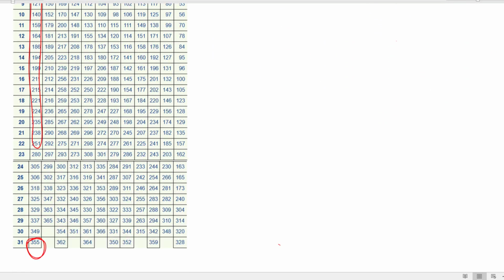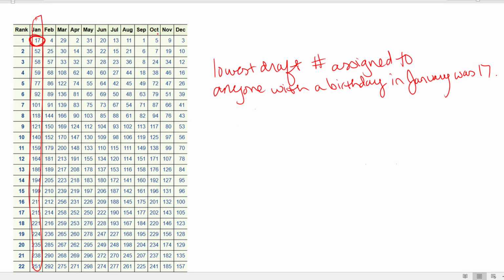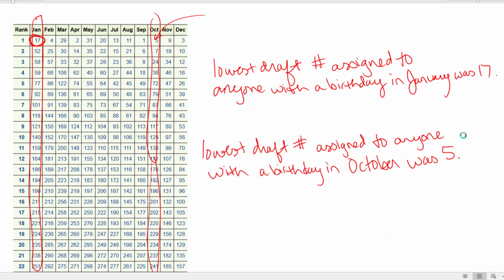The highest was 355. If you go over here to October, and you consider all the draft numbers assigned to people with birthdays in October, it looks like 5 was the lowest draft number assigned to anyone who has a birthday in October. Okay, so it's basically just honing in on every month individually and taking the draft numbers assigned to the month and ordering them, from the lowest draft number assigned to people with that month up to the highest in that month. Okay, so my birthday was in May, and apparently of all the people who have a birthday in May, the lowest draft number assigned to people born in May was 31.